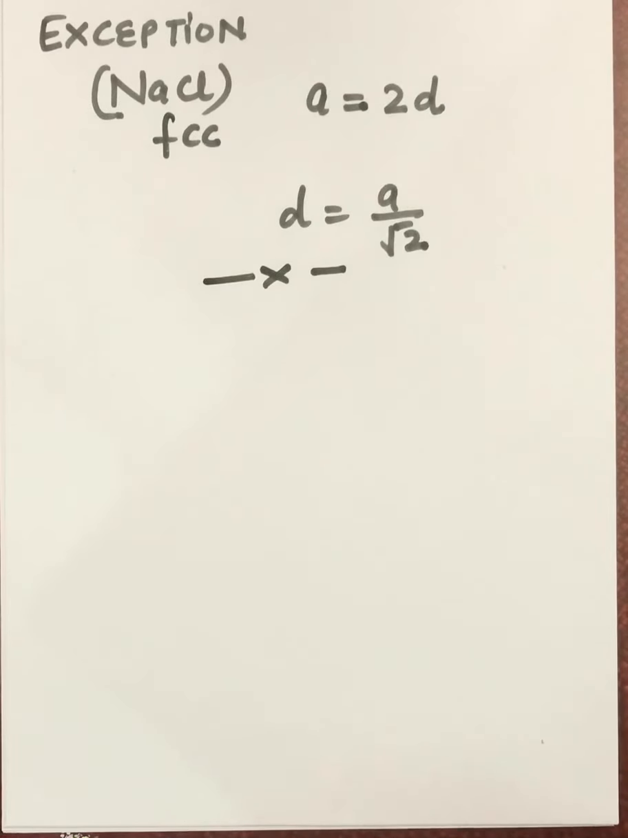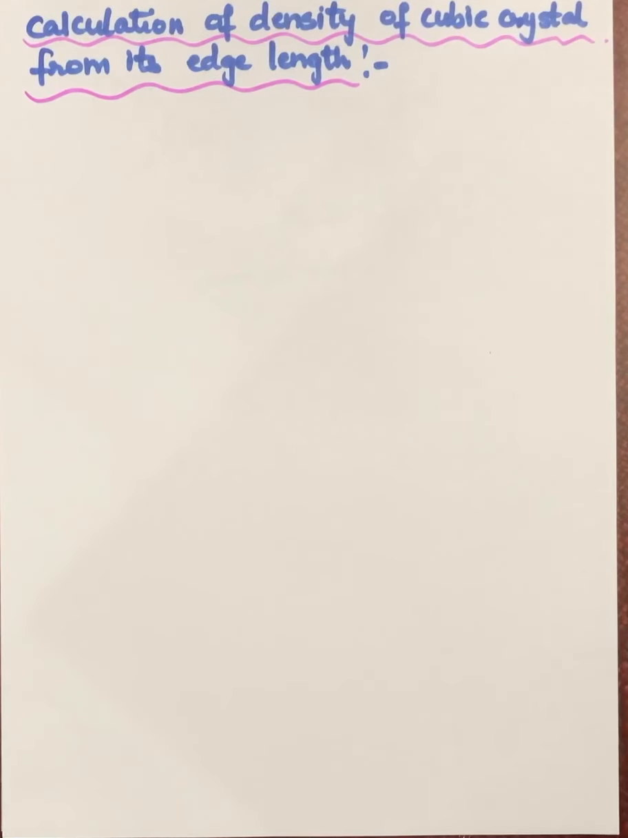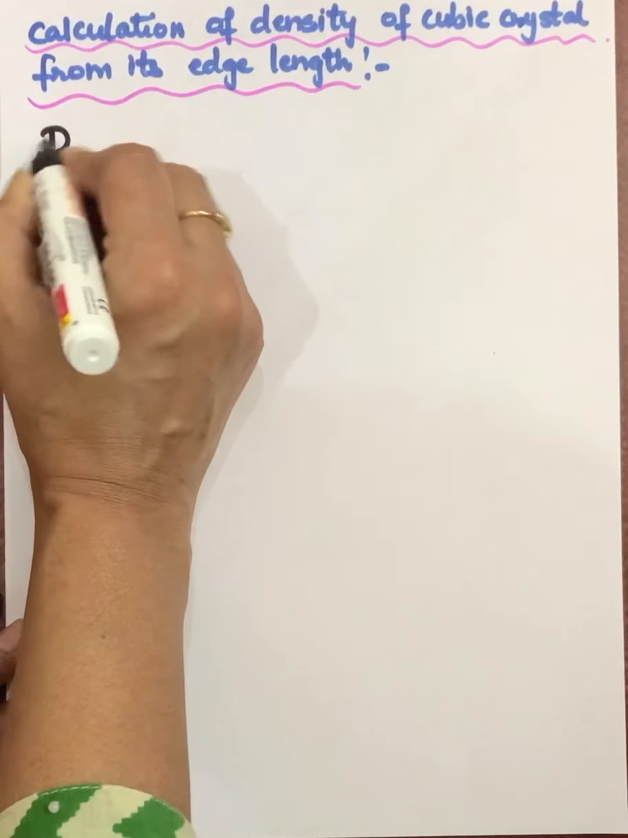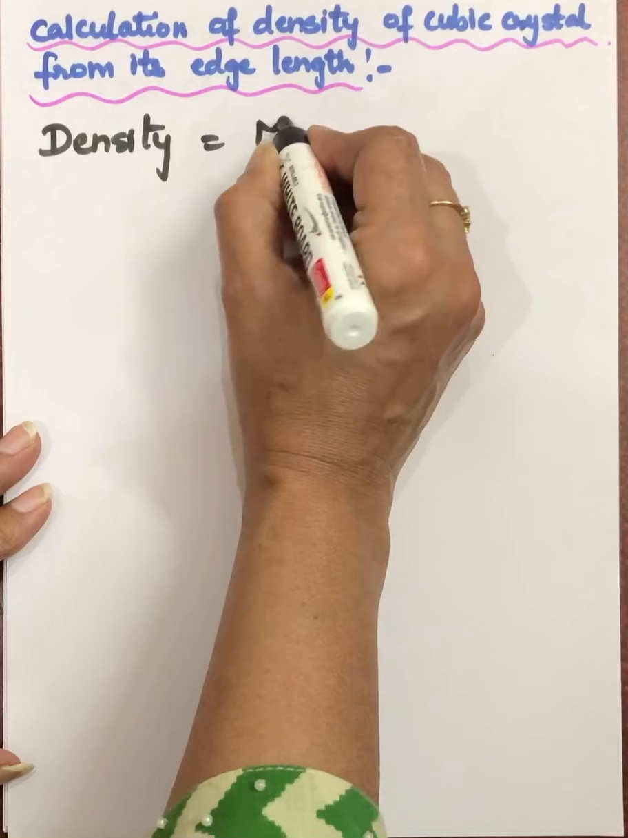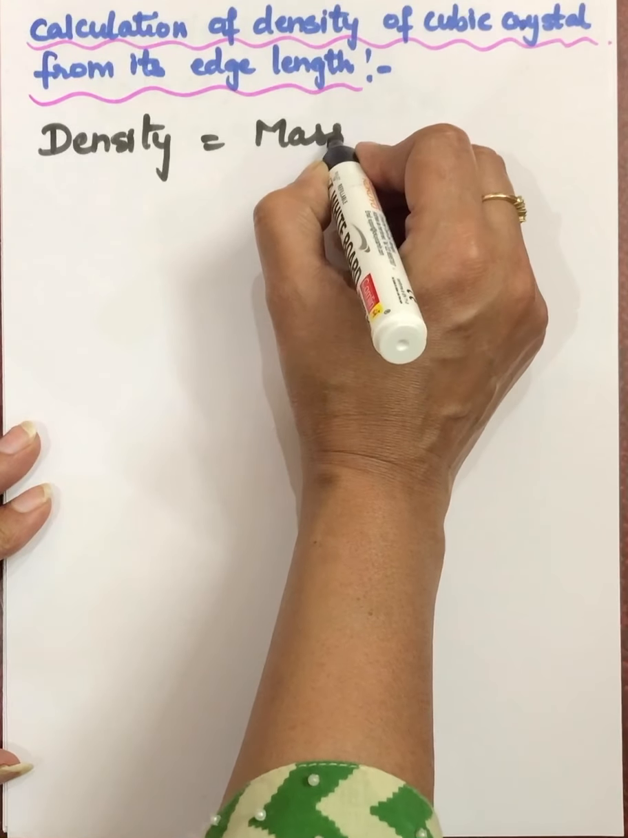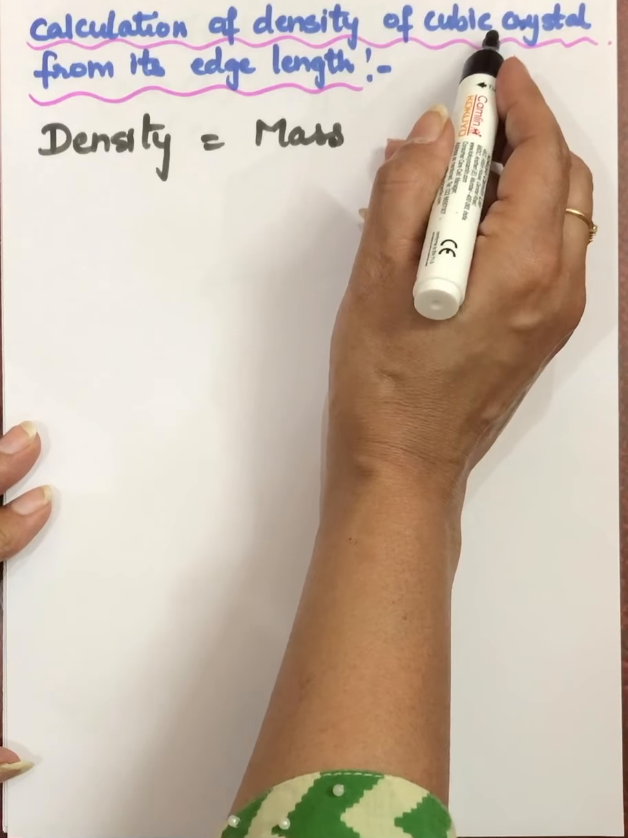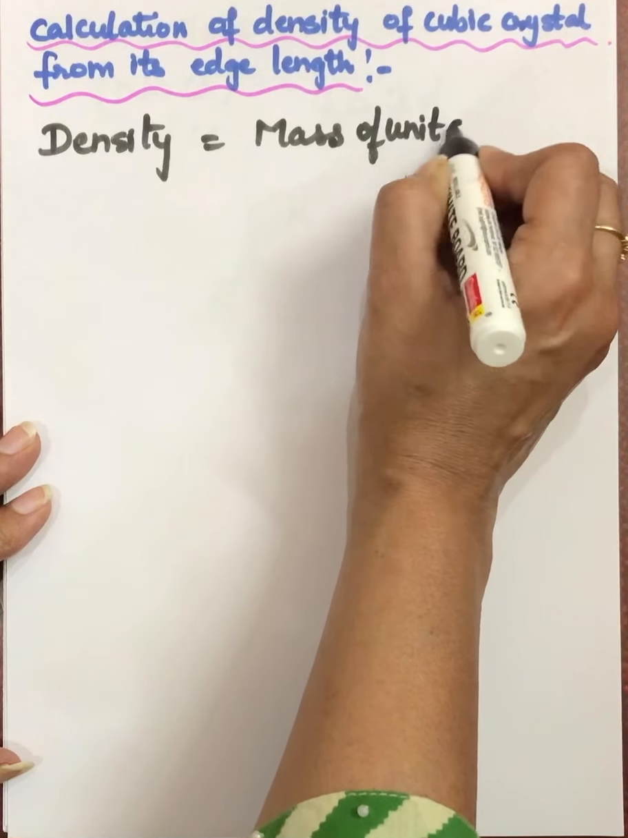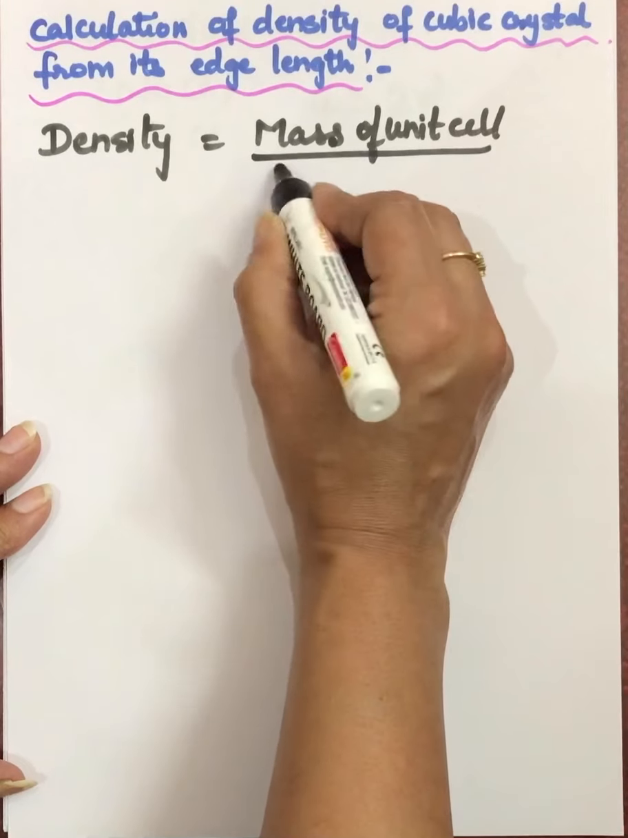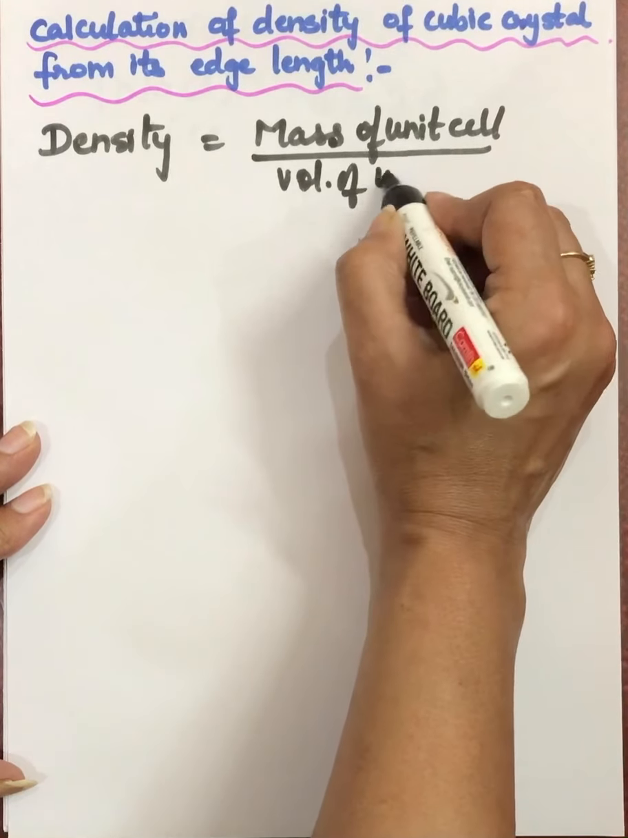Now, next after this, we have next topic. Calculation of density of cubic crystal from its edge length. If edge length is given, how we can find out the density of the cubic crystal? The numericals based on this formula are very important. Density we know is equal to mass upon volume. Since we are finding out density of cubic crystal, so density here is equal to mass of this crystal unit cell upon volume of unit cell.